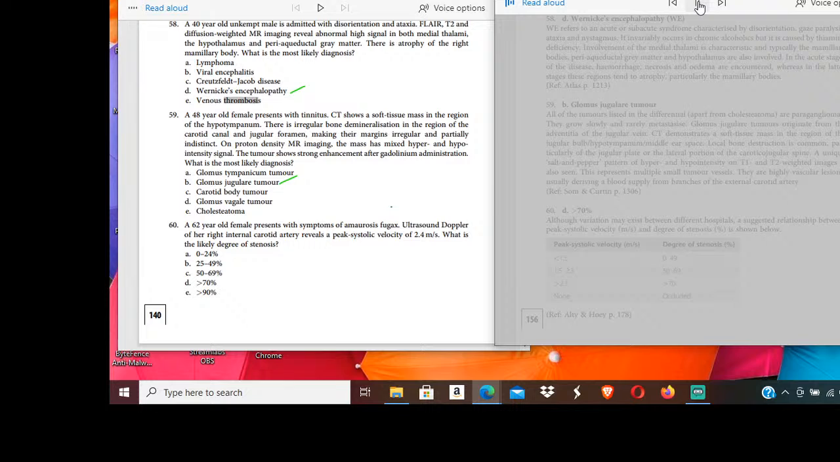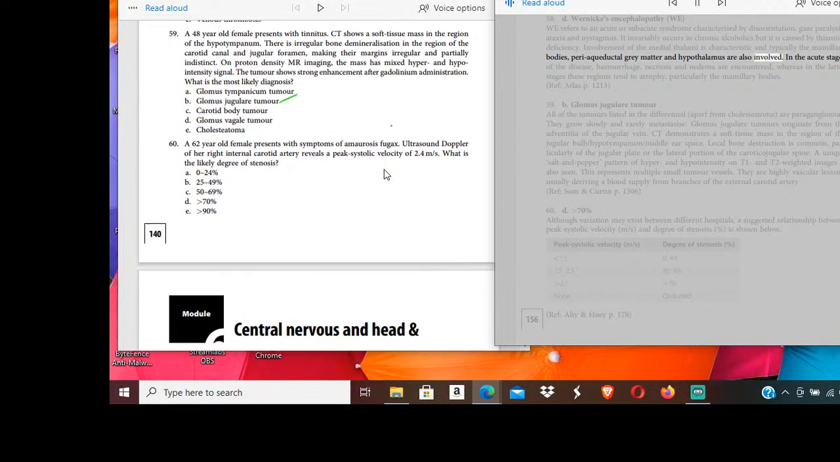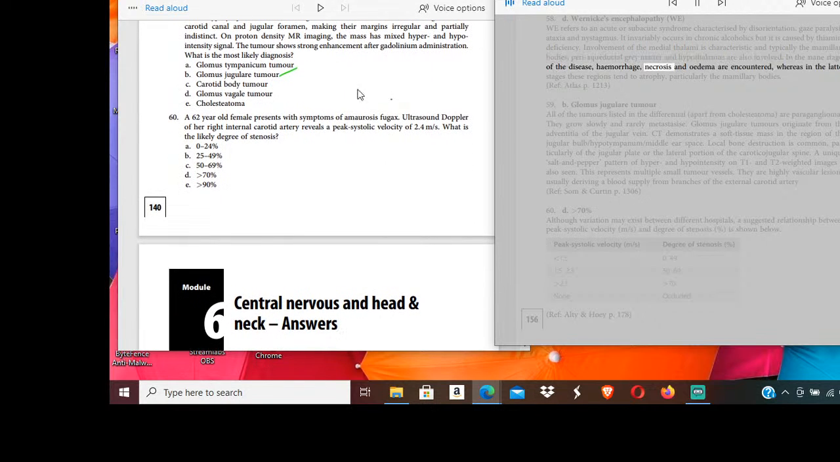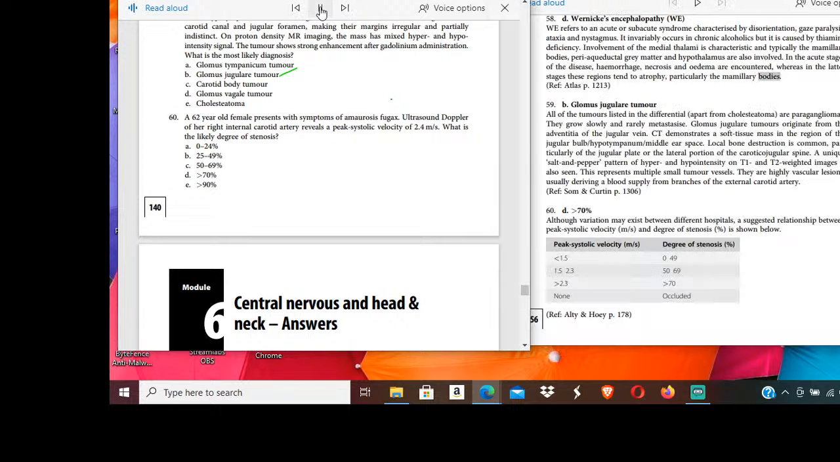58. D. Wernicke encephalopathy refers to an acute or subacute syndrome characterized by disorientation, gaze paralysis, ataxia, and nystagmus. It invariably occurs in chronic alcoholics, but it is caused by thiamine deficiency. Involvement of the medial thalami is characteristic, and typically the mammillary bodies, periaqueductal gray matter, and hypothalamus are also involved. In the acute stages of the disease, hemorrhage, necrosis, and edema are encountered, whereas in the later stages these regions tend to atrophy, particularly the mammillary bodies.